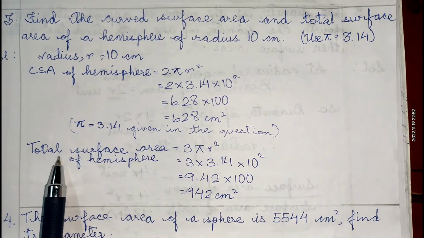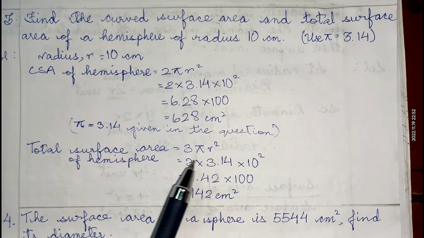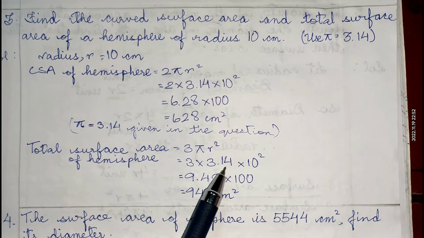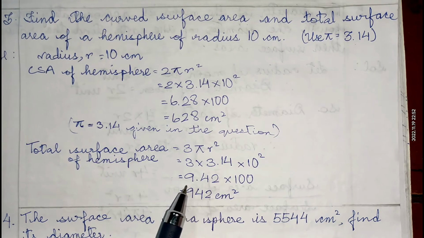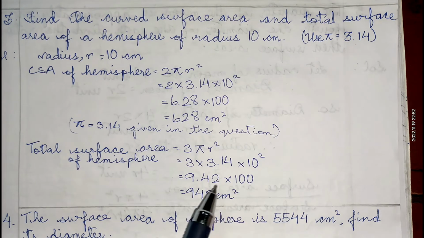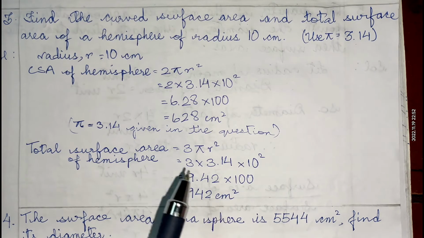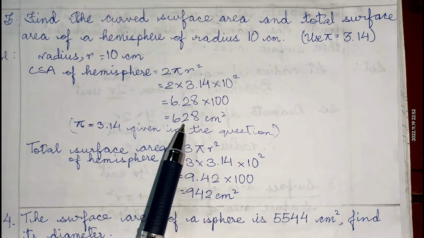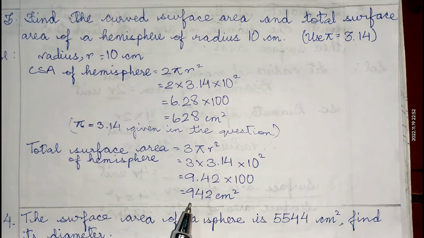Now we have to calculate the total surface area of the hemisphere. Here the formula is 3 pi r square. So 3 pi is 3.14 into r square, which is 100. 3 into 3.14 will give 9.42, into 10 square, which is 100. 9.42 into 100 will become 942 centimeter square. Therefore, the curved surface area of the hemisphere is 628 centimeter square and the total surface area of the hemisphere is 942 centimeter square.